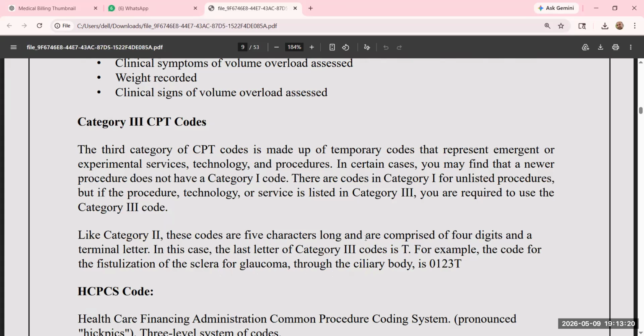Next, we will give the next video, part 2 of the billing and denials detail. So I will explain the HCPCS code.